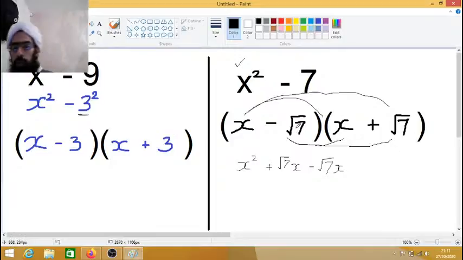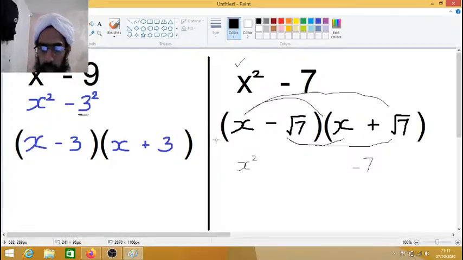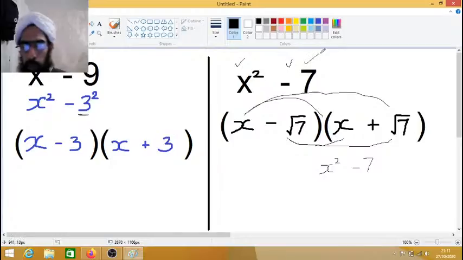Well, the root of anything times the root of anything, that's just the number you're trying to make, so that would be 7. And it would be a minus because a minus and a plus makes a minus. In the middle you'll notice they're exactly the same, but the signs are different, so when you add a number and then take it away, you're just going to get nothing, so we can take that away. So you're just left with x squared minus 7, which is exactly what we had to begin with.